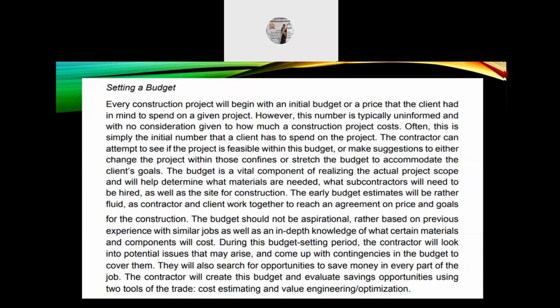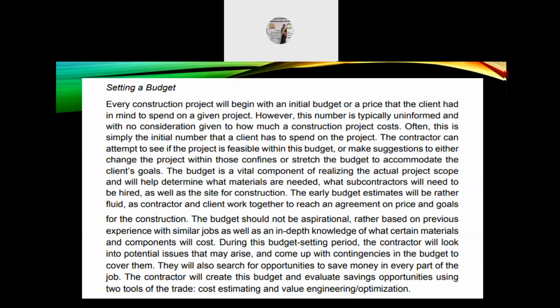Next, setting a budget, which is very important in any construction project. Every construction project will begin with an initial budget, or a price that the client had in mind to spend on a given project. However, this number is typically uninformed, with no consideration given to how much a construction project costs. Often, this is simply the initial number that the client has to spend on the project.